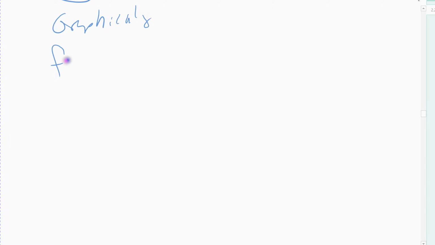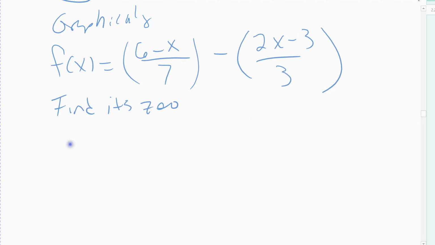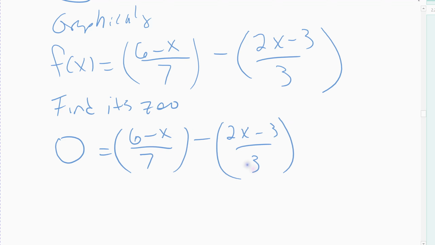So again, suppose my function was the expression 6 minus x divided by 7. 6 minus x divided by 7, so that's the fraction. Then I have another fraction, 2x minus 3 divided by 3, that I'm subtracting. So there's my equation, and I want to find its 0. Well, first thing is you set it equal to 0. And again, you could solve this one by hand. You'd have to find your lowest common denominator, and then you'd solve from there. Well, I'm going to solve this one graphically.